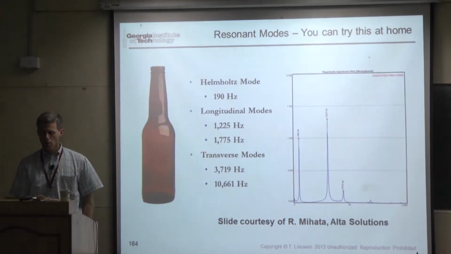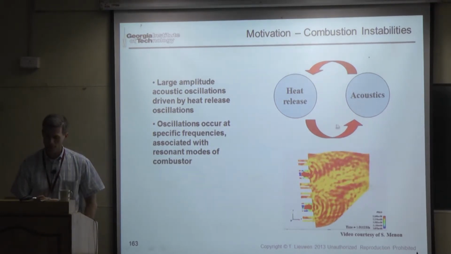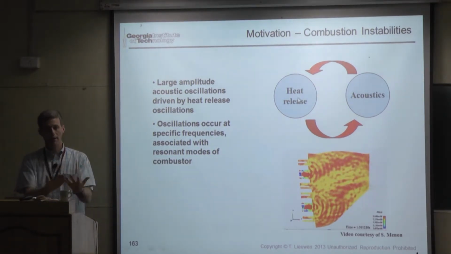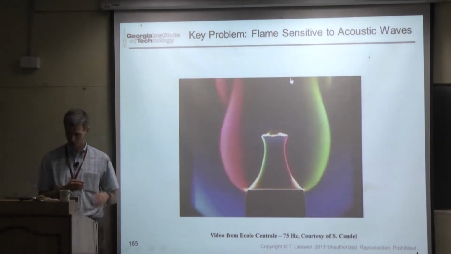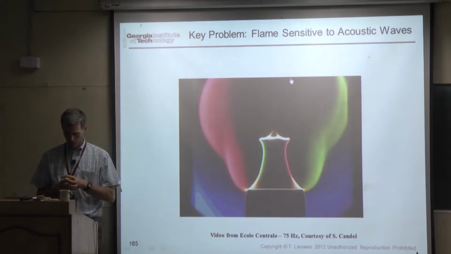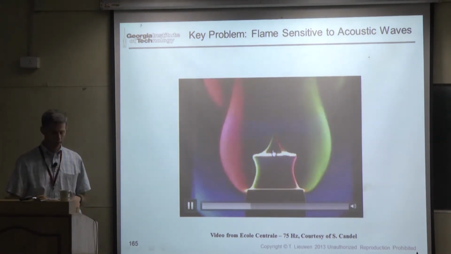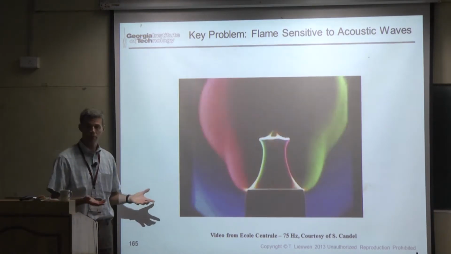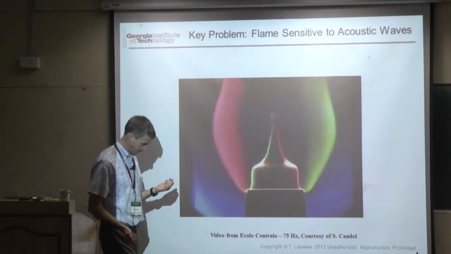Now, as I mentioned, and we're going to dig into this in a lot more detail, I've talked about the bottom part of this feedback loop, why flames are making sound. The top part of this loop is flames being sensitive to sound. This is a really nice video from École Centrale, from Professor Candel. And what you're looking at here is a Bunsen flame, just a very simple Bunsen flame. Flow is going bottom to top.